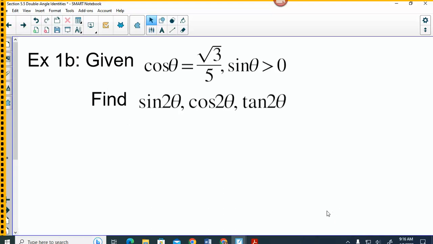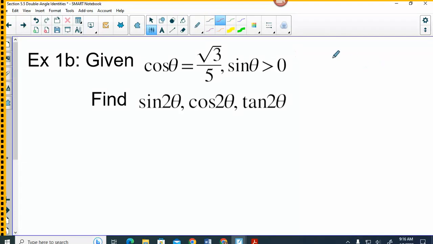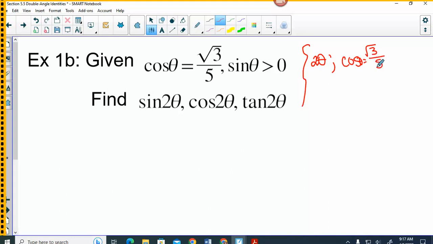Let's try another one. I do want to clarify something. When you get to your homework, if you read the directions, it's going to say find sine and cosine for the given angle, and when you get to the problem, it'll say 2 theta and then have a semicolon and then give you this value. So that just means the same thing. Find sine 2 theta and cosine 2 theta. So just clarify when you get to the homework, make sure you read those directions so you understand what you're supposed to find.